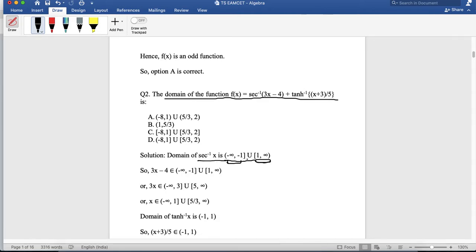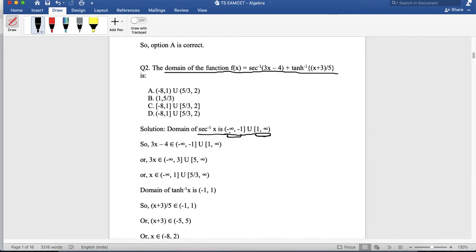So I know the domain of secant inverse of x is minus infinity to minus 1 and 1 to infinity. This is a union over here. Minus 1 and 1 are excluded. So I will just put 3x minus 4 instead of x. So 3x minus 4 belongs to minus infinity to minus 1 and 1 to infinity. I will just add 4. This will stay the same. Minus 1 becomes 3, 1 becomes 5. This stays the same. Now I divide by 3. So this will be the domain of this.